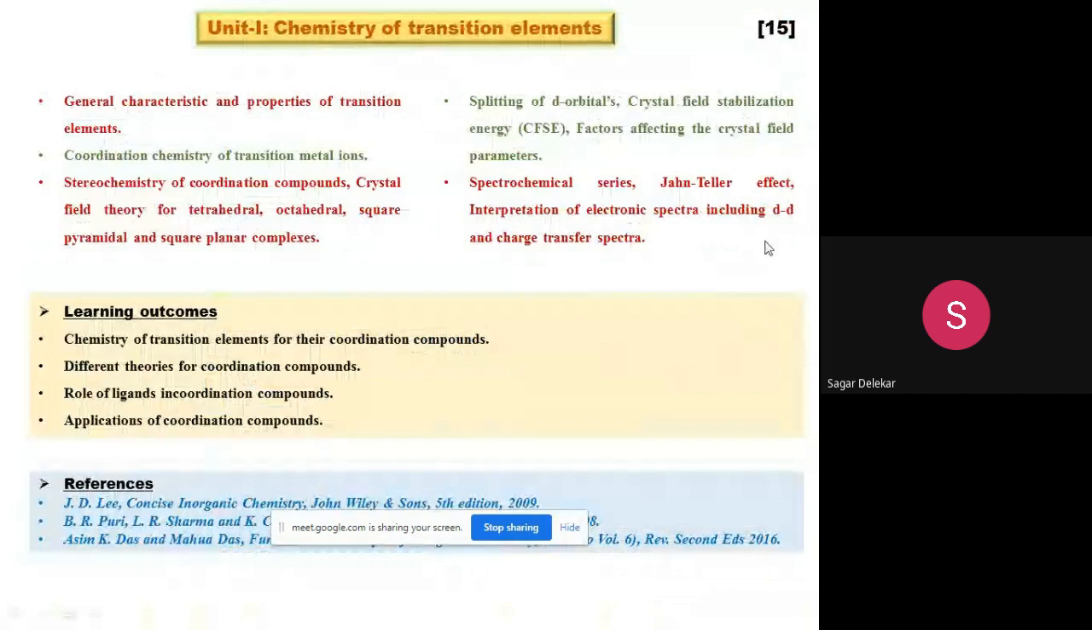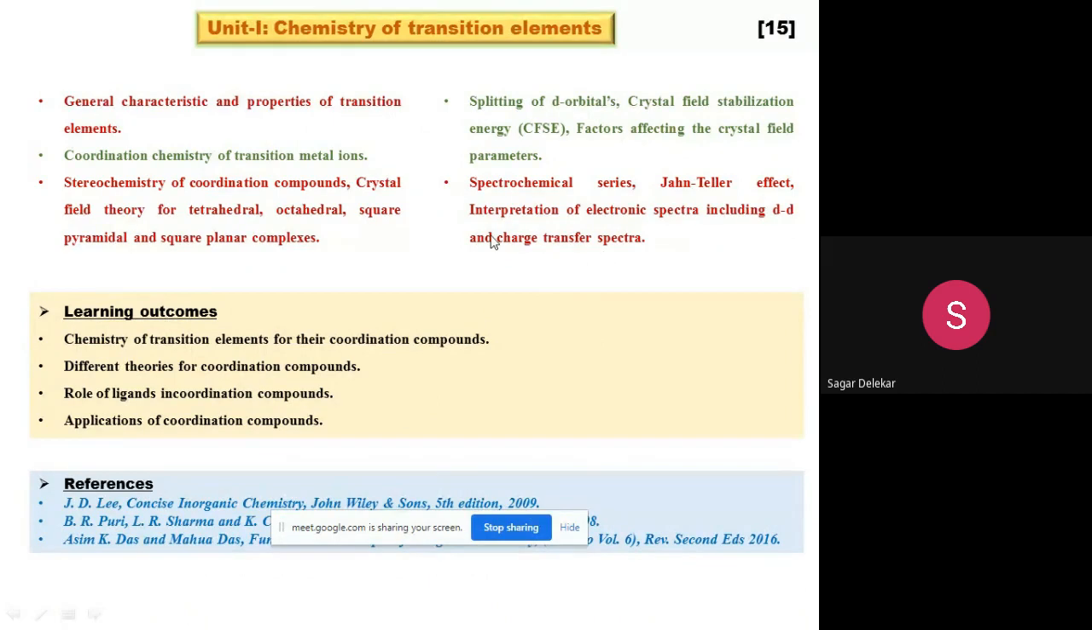In this d-d transition, you know that basically it is Laporte forbidden, but to some extent it is allowed because of distortion in the symmetry and because of vibronic coupling. And regarding the charge transfer spectrum, you know why KMnO4 and K2Cr2O7 are colored.